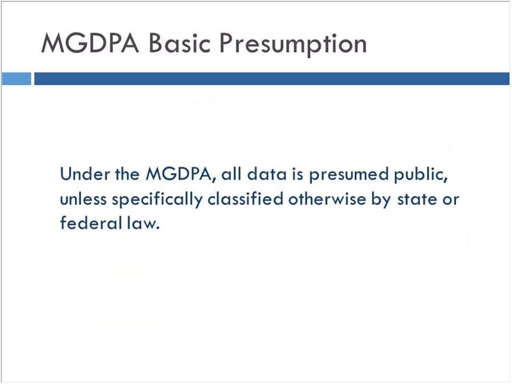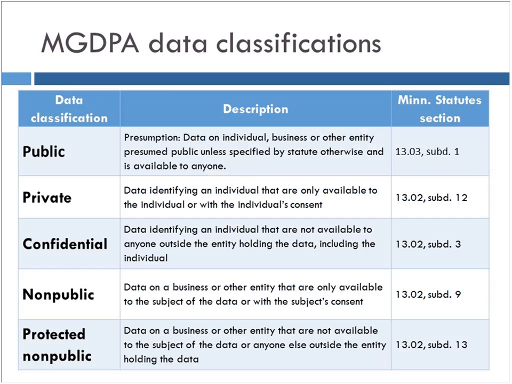But the biggest rule and the place that we start is the basic presumption in Minnesota, which is that all data is presumed to be public unless specifically classified otherwise by state or federal law. We assume everything's public, and then we start talking about the exceptions for why it is not public. So here are the primary classifications under the Data Practices Act. We have public, private, confidential, non-public, protected non-public, and I've defined them here with the statutes.